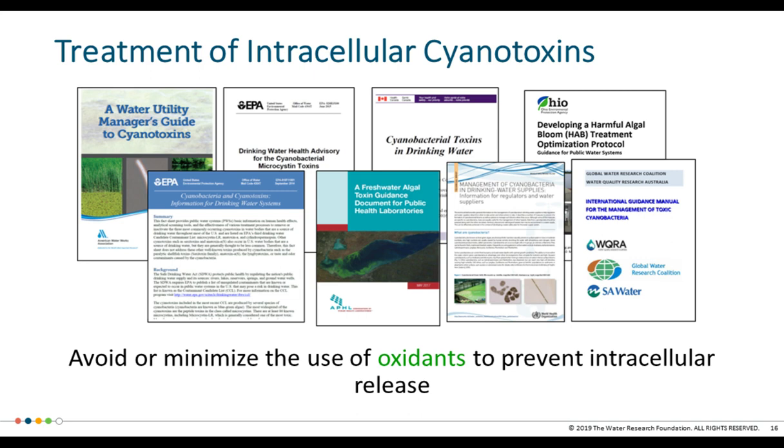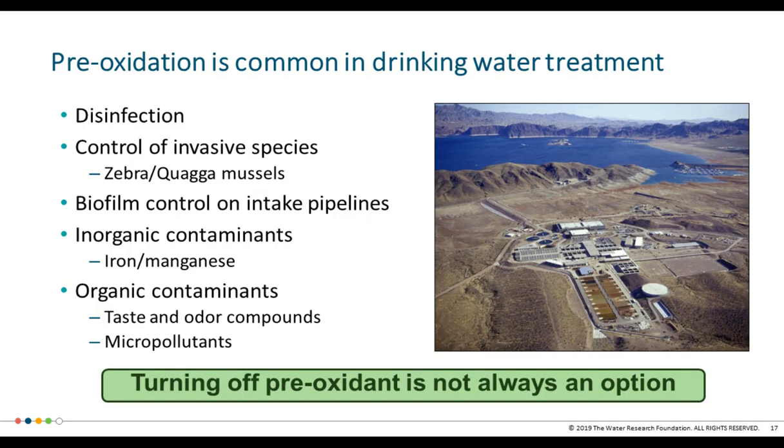There are many guidance manuals that exist from different agencies, including AWWA, US EPA, Health Canada, World Health Organization, etc. And they all touch on the treatment or management of intracellular cyanotoxins, and they're all pretty consistent with their guidance in that they all recommend avoiding or minimizing the use of oxidants to prevent release of intracellular toxins. However, that may not always be an option for utilities.